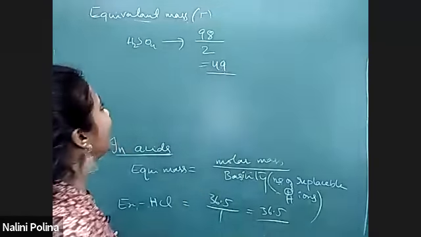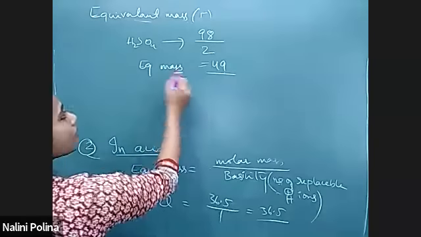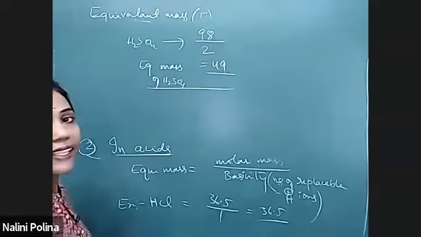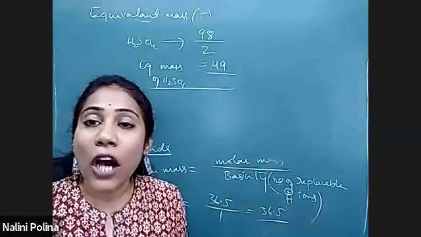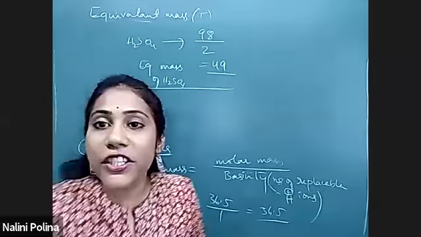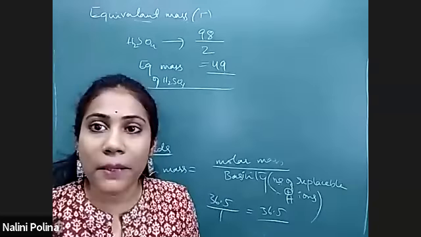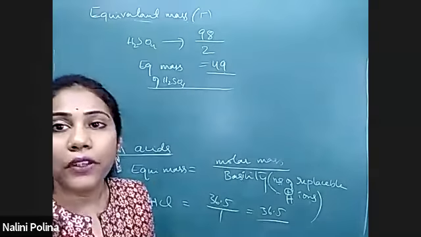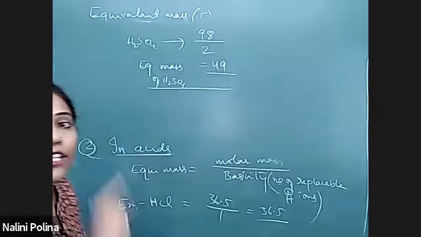So 49 is the equivalent mass of H2SO4. But molar mass is 98. Equivalent mass is 49. Okay, so for any question relating to H2SO4's normality, you have to consider equivalent mass, not molar mass. So what is the equivalent mass? You will consider 49. Okay, so this is how equivalent mass is found in case of acids.